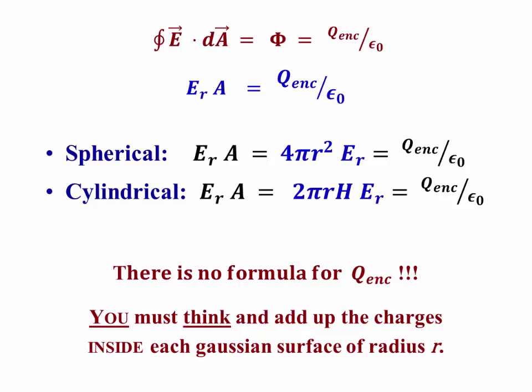Now, what I want to emphasize, it's all in bold red face there. There is no formula, no single formula for Q enclosed. You must think and use thinking to figure out what charges are included because they happen to be inside the Gaussian surface of radius r.